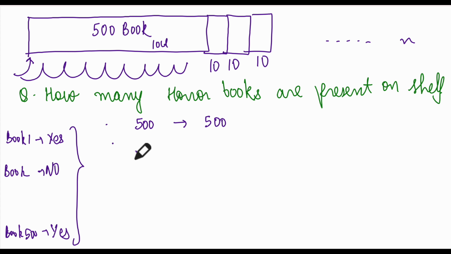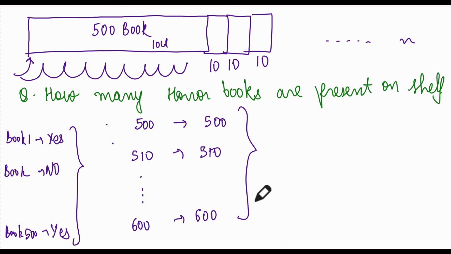Now tomorrow there will be 510 books. So 510 operations will be required. Okay, and similarly, for example, 600 books, so 600 operations will be required. So what is happening is that your number of operations or number of scans is increasing with the number of books that are present on the shelf, and hence this is called linear time complexity. I hope now you understand this.